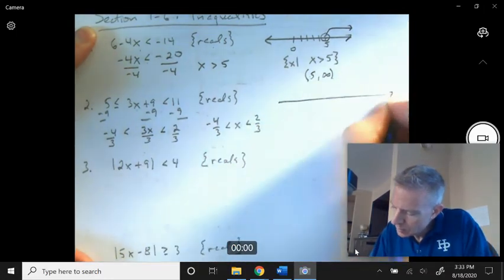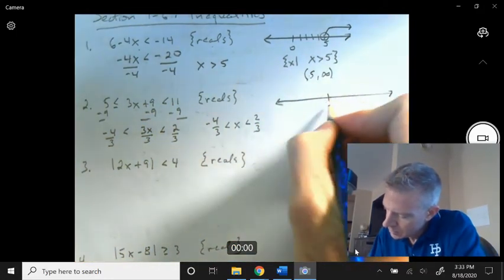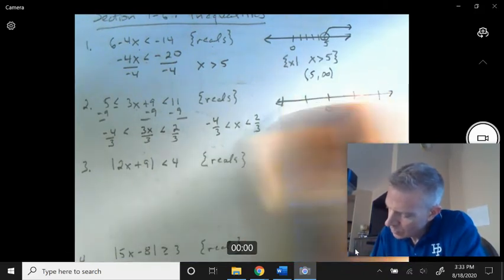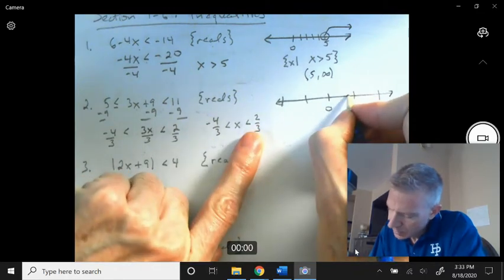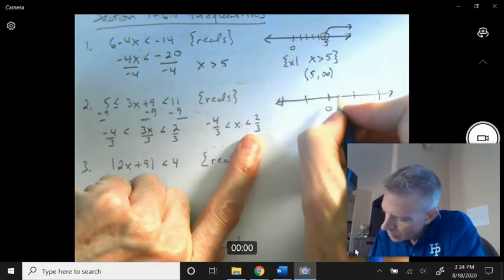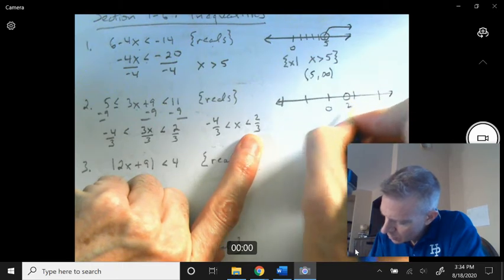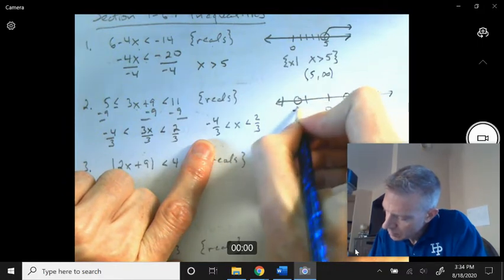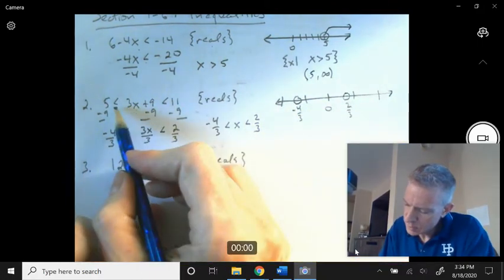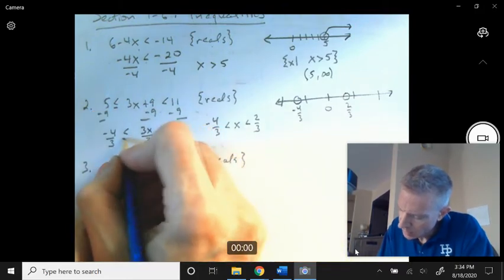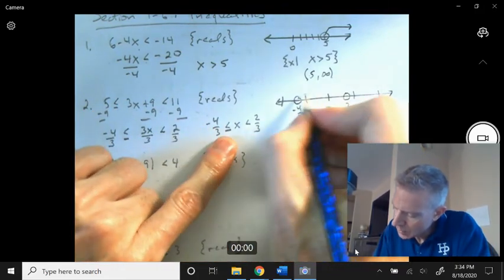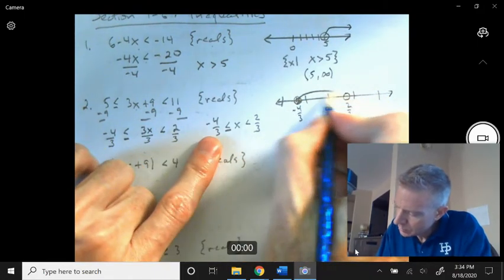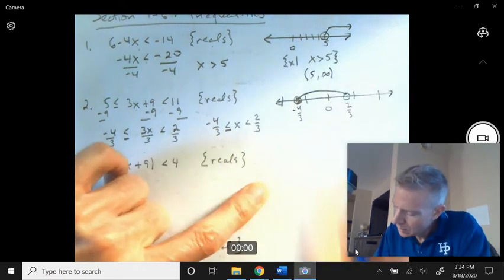So on the number line, we've got 0, 1, 2, negative 1, negative 2. So 2/3 is about here. Negative 4/3 would be about here. This one says or equal to, so make sure that I mark that here, which means we include this. We don't include this. With the numbers in between. So there's your solution on a number line.